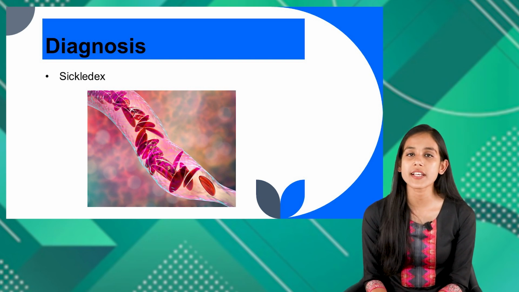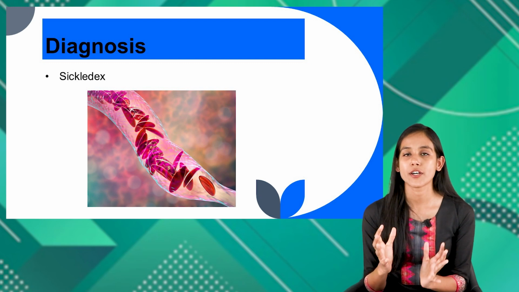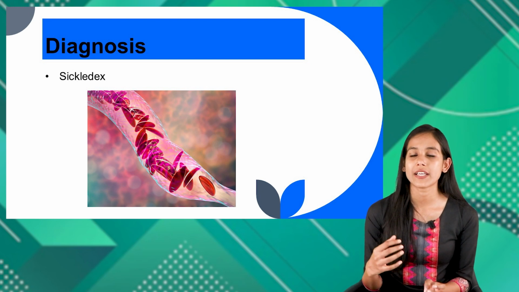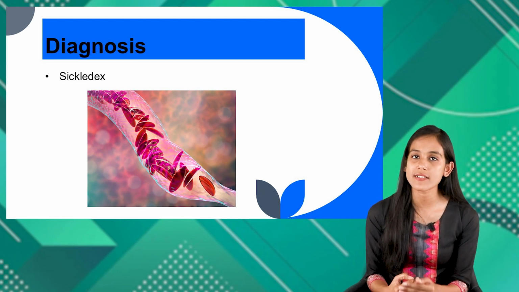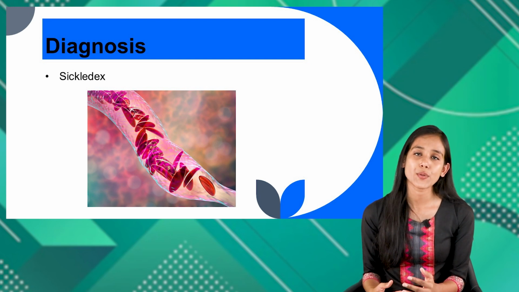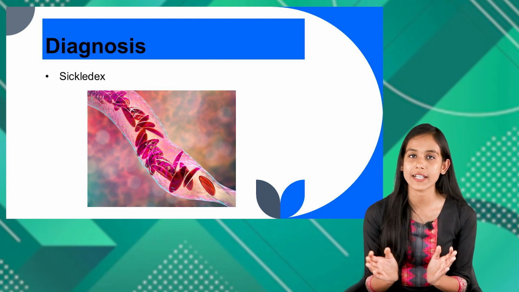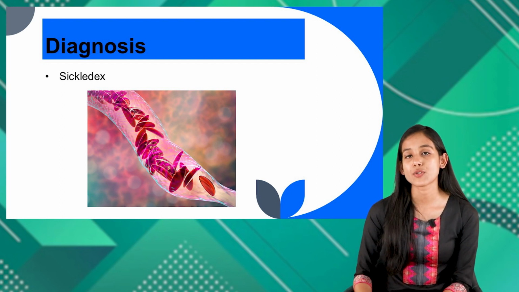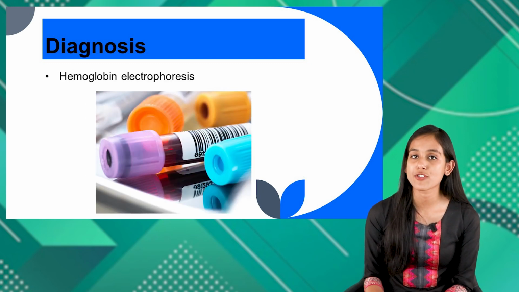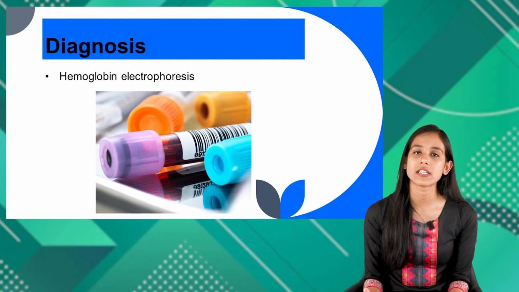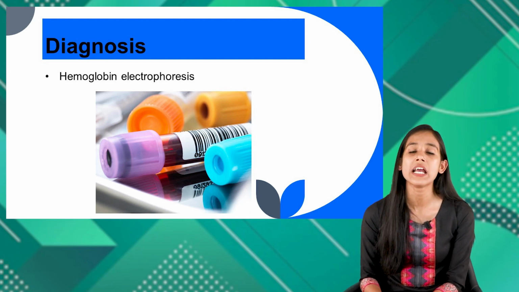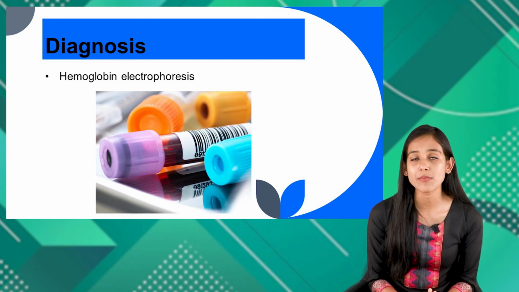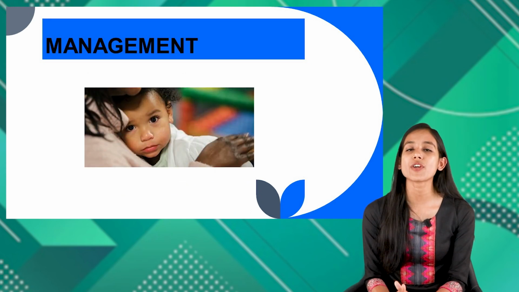So, in diagnosis, the first thing that is done to rule out this condition is sickle dex, which assesses the hemoglobin S. But through this diagnostic measure, we can't confirm if the child has sickle cell anemia or sickle cell disease. So to confirm that, we can do hemoglobin electrophoresis, where we can differentiate the normal hemoglobin and the abnormal hemoglobin, and also confirm whether the child has sickle cell anemia or sickle cell disease. Next, moving on to the management.